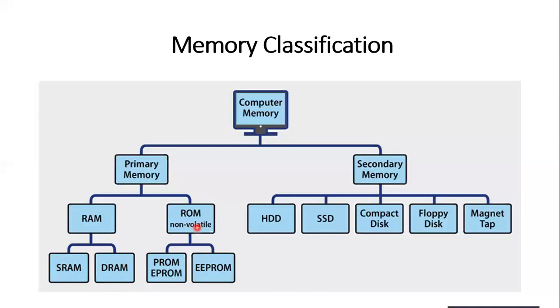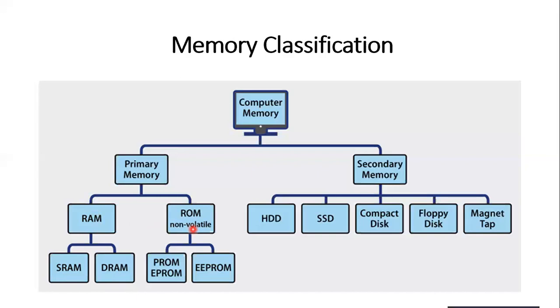The second one is ROM. ROM is non-volatile. That means when the power has gone, the content is not lost, whereas here in RAM, when the power has gone, the content will be lost.